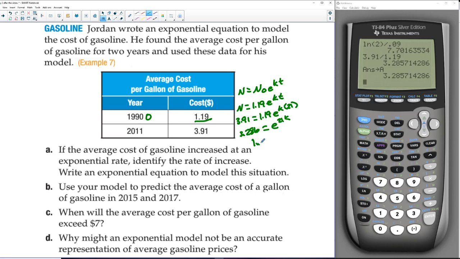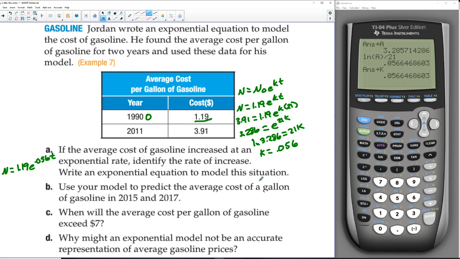Well, when we take the natural log of both sides, we just get 21k on the other side because the natural log and e will cancel each other out. Now we have the natural log of alpha A and divide that by 21. So k is equal to 0.056, let's say, but let's store that into k. And we have our model. It's n is equal to 1.19 e to the 0.056 times t.